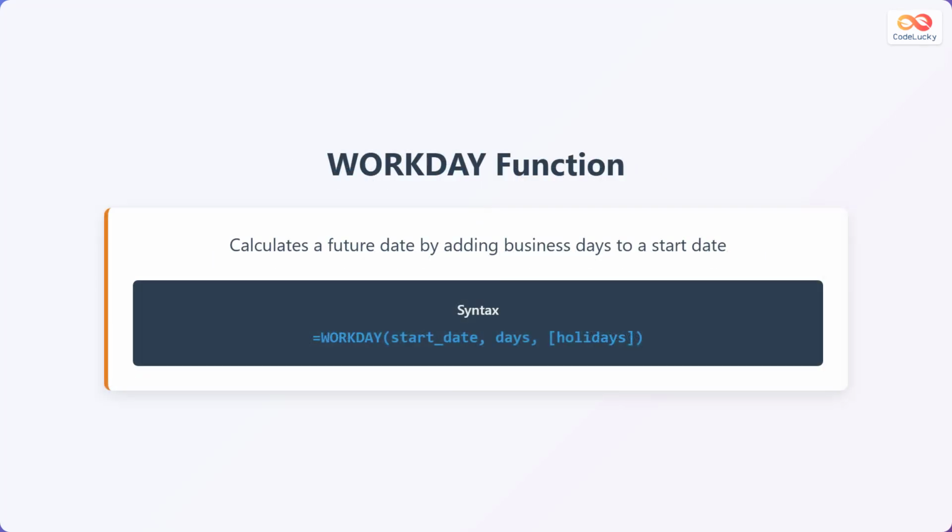The WORKDAY function calculates a future date by adding a specified number of business days to a start date. The syntax for the WORKDAY function is as follows: =WORKDAY(start_date, days, holidays). Here, start date is the initial date, days is the number of business days to add, and holidays is an optional list of holidays to exclude.